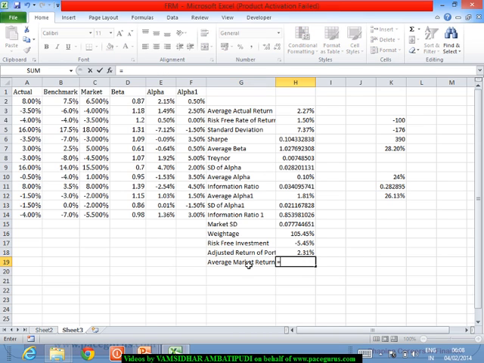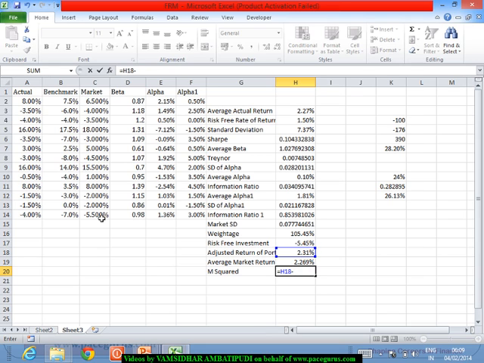So both of them now, the market as well as our security, have the same standard deviation. Taking this, the market has given 2.269% return. So from here I can compute M squared. In this case it is the adjusted portfolio return. I am making an adjustment in such a way that the risk of the portfolio, the standard deviation of the portfolio, will come out to be the same as the standard deviation of the market.